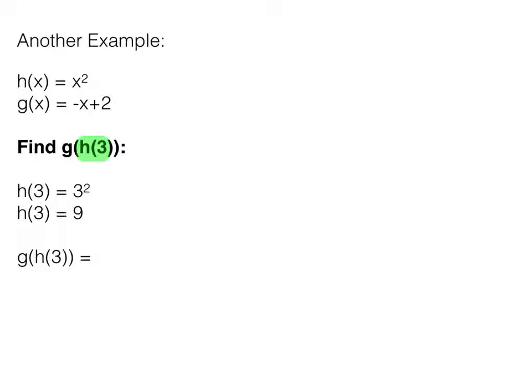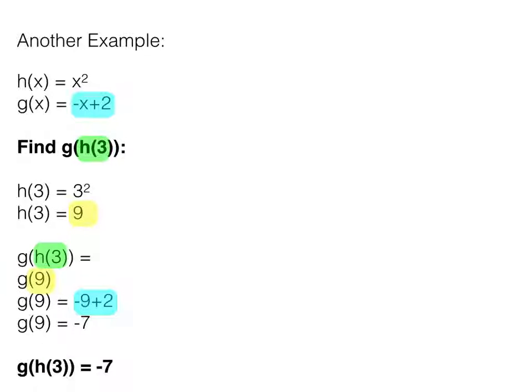We got that. Great. So now we need to find g of h of 3. But h of 3 is just 9. So we're really just looking for g of 9. Well, g of x is negative x plus 2. So g of 9 is negative 9 plus 2, which is just negative 7. So g of h of 3 is negative 7. Why? Because h of 3 was 9, and g of 9 is negative 7.